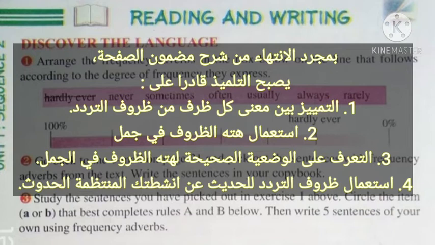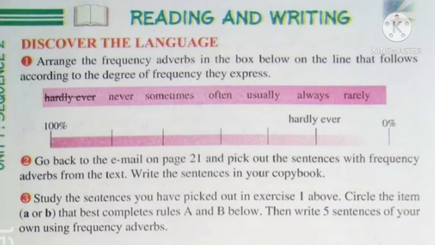So you know that using adverbs of frequency means that you are talking about regular things, regular activities, or regular actions, or regular facts, etc. The sun always rises from the east. So this is a regular fact.